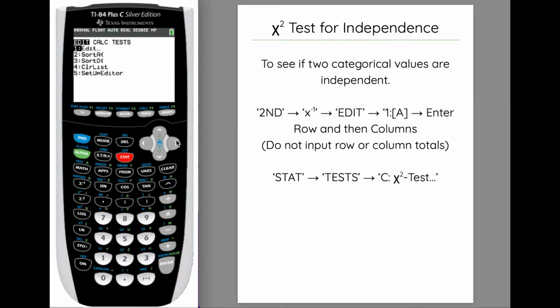So then you go stat, and you choose tests, and you scroll down to option C, and that's the chi-squared test. And that's going to be the test for independence. So we choose C, you hit enter, and you see it's giving you the observed value. The expected value you don't have to input. It will do it for you. It'll write all the expected values in that matrix for you, and then you go down to calculate, and it'll give you your p-value, your chi-squared value, and if you want to see the expected values, you can go to the matrix B and look at that. So that's how you do test for independence.